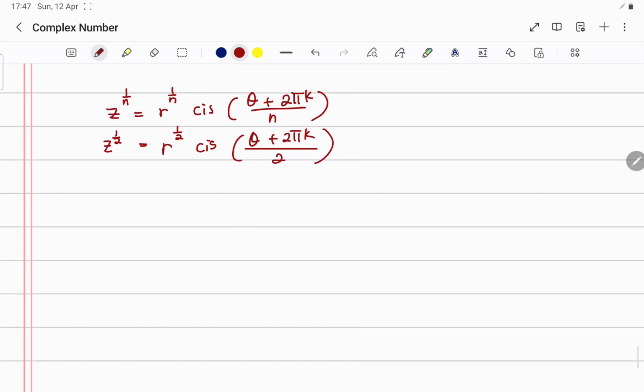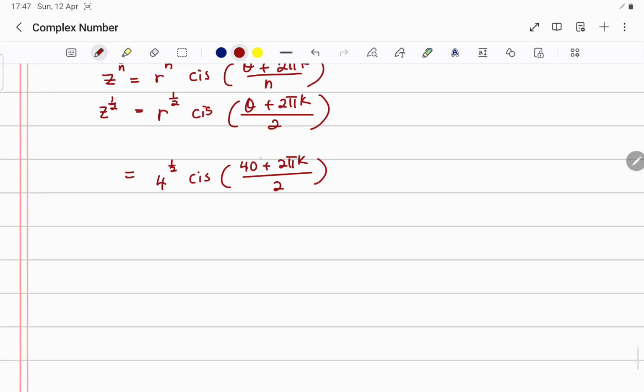And then here you substitute the value of r and theta inside. You're going to get r is equal to 4 to the power of 1 over 2, cis theta is 40 plus 2 pi k, divided by 2. Okay, 40 degree here. 4 to the power of 1 over 2 is actually square root 4. Okay, cis 40 degree plus 2 pi k over 2. You actually can separate them: 40 degree over 2 plus 2 pi k divided by 2.